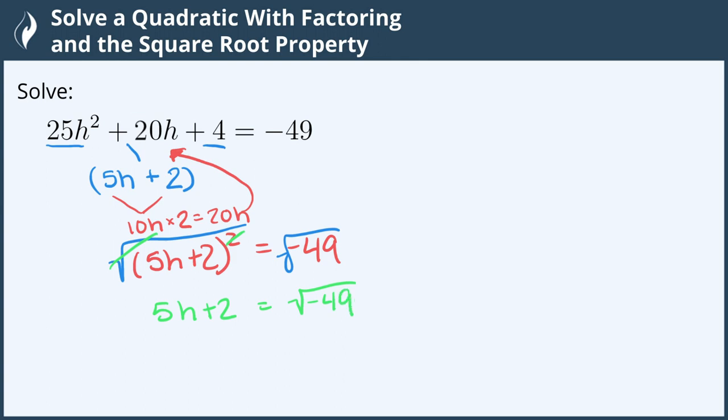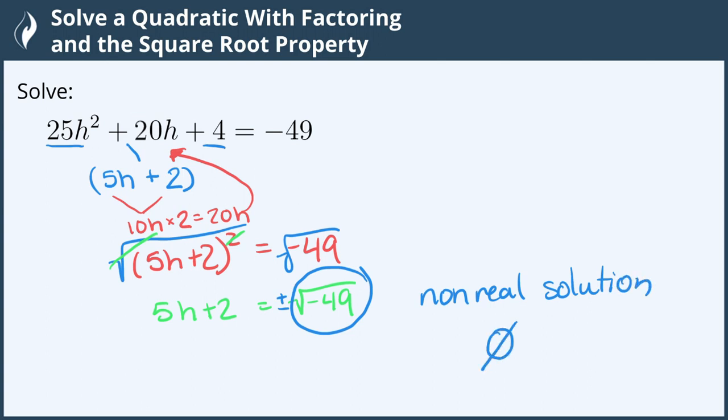When we square root a number, it's plus or minus, but if we have the square root of a negative number, this leads us to a non-real solution. Or we can use this symbol right here. Either way, that's our answer. And now we're all done.